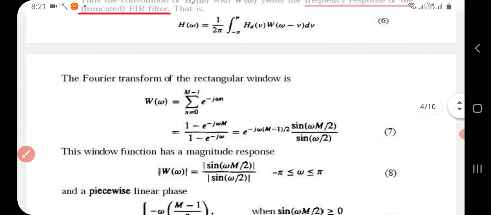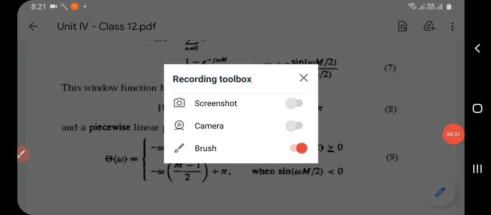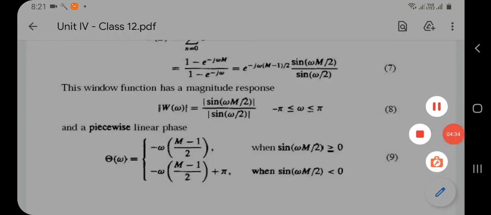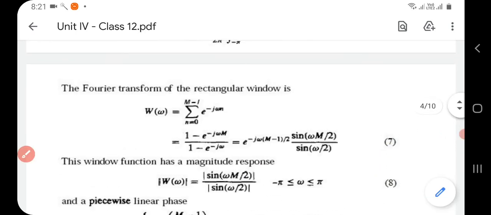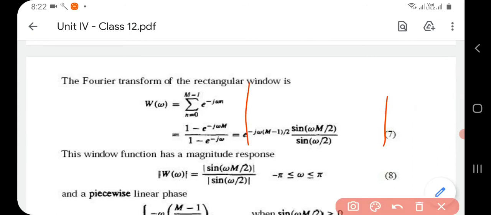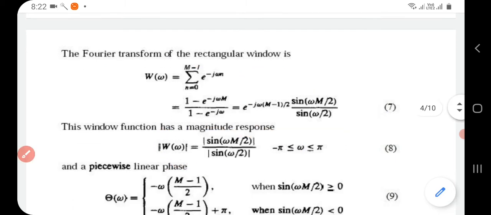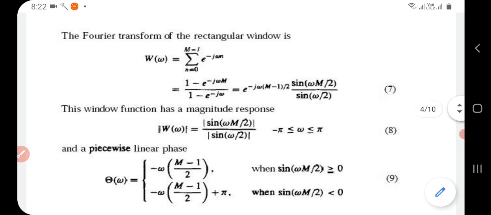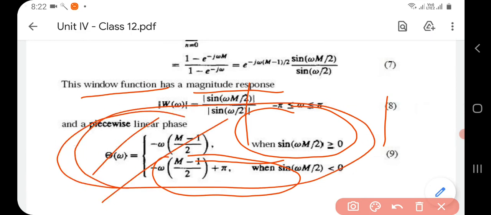Now we have to study two expressions for rectangular window. The Fourier transform of the rectangular window is given by this expression, and the magnitude response of the rectangular window is given by this expression. So these are the two expressions that you have to learn, that is, the Fourier transform and the magnitude response of the rectangular window. This particular expression, I think you can skip, no need of learning that.